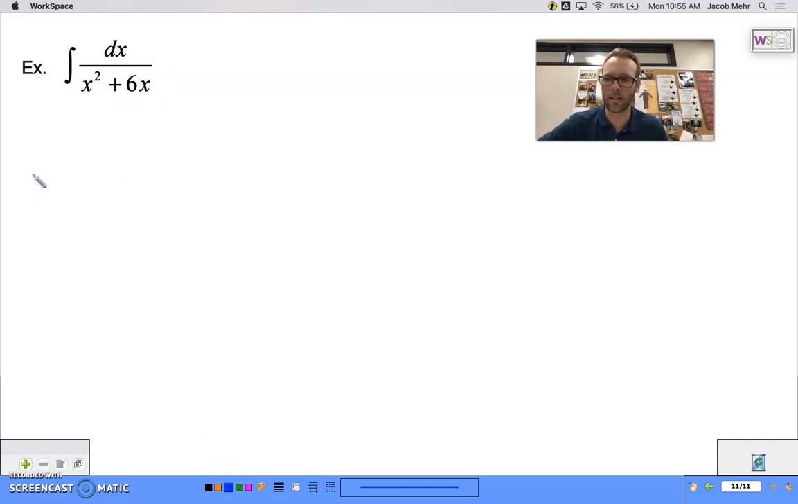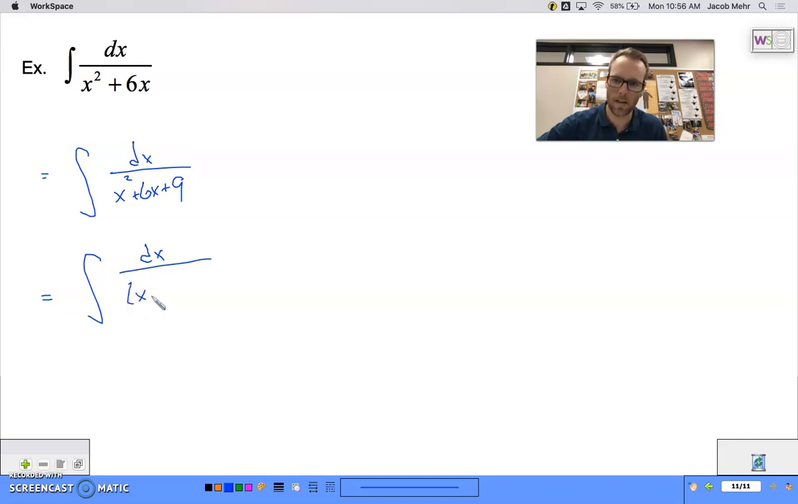We really like it when we have x squared plus something or minus something. We want something squared. We want it to look nice. We don't want x's in there. So here's what we're going to do. We're going to complete the square. It'd be really nice if this was a plus 9. Because if that is a plus 9, this is x plus 3 squared.